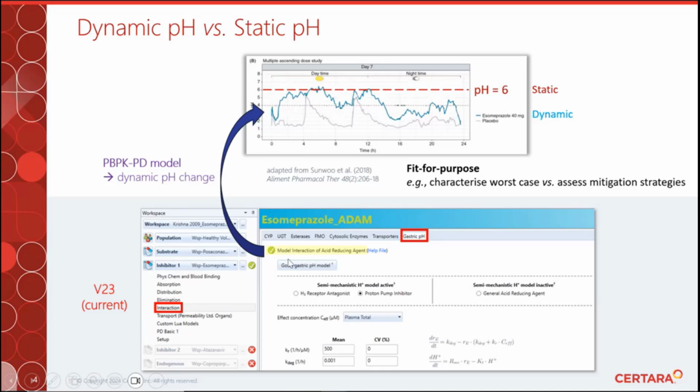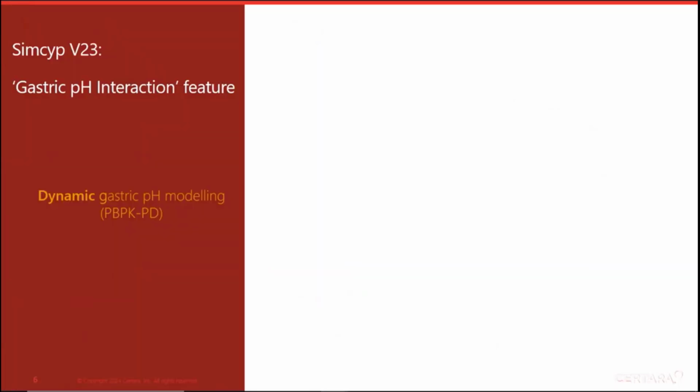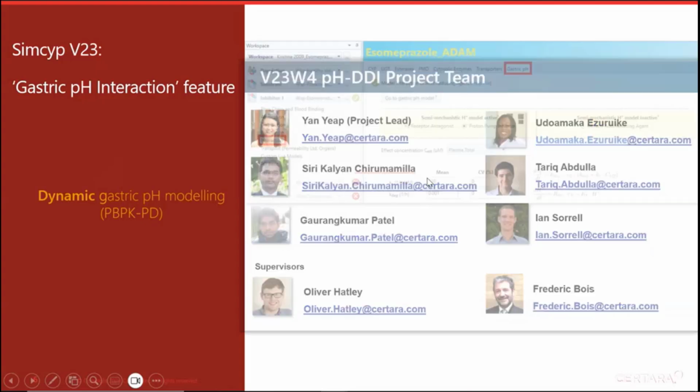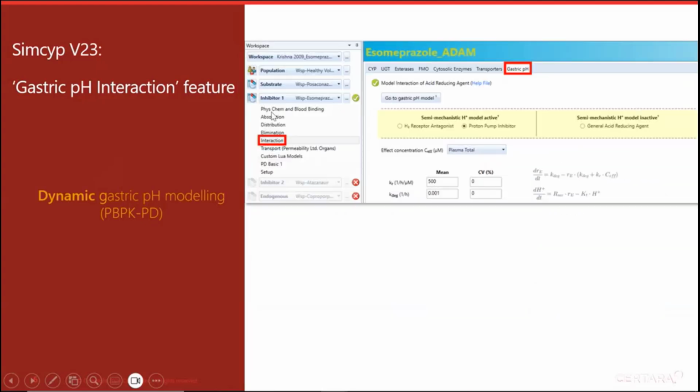this new functionality to enable users to model the PBPK PD effect of an ARA, and bring about a time-dependent change in gastric pH. This gastric pH interaction feature was introduced in version 23 by our pH-DDI project team. So let's take a look at what it is, where you can find it, and how you can use it.